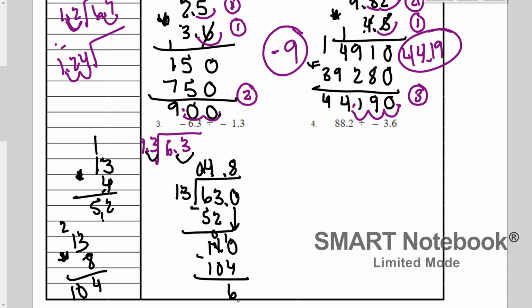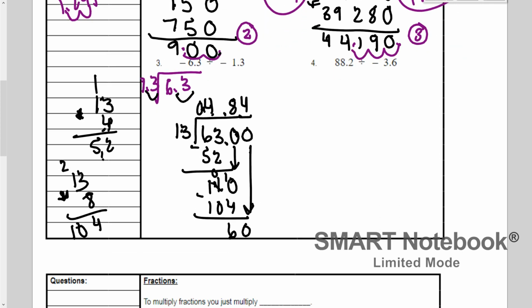Still have a remainder, so I have to add another 0, bring it down. And we're just going to do this one more time because this is going to go on forever. So 13 can go into 60. Again, it would be the same. It would be 4 times as before, because that would be 52. We'd be left with 8. Again, we'd bring down another decimal. We'd have to keep going forever.